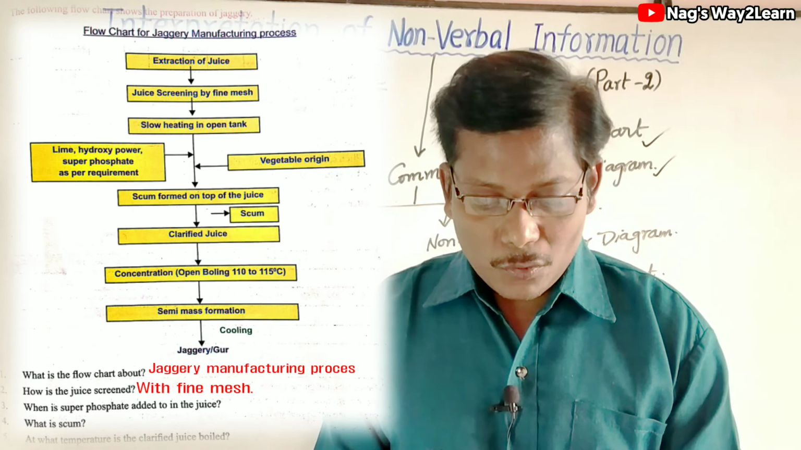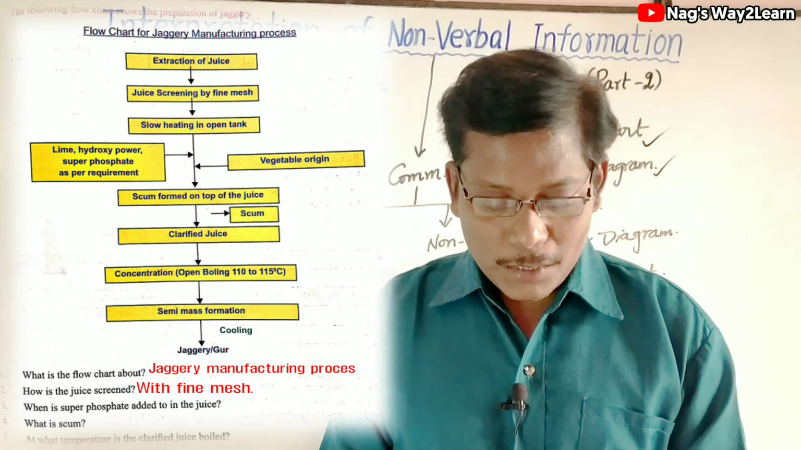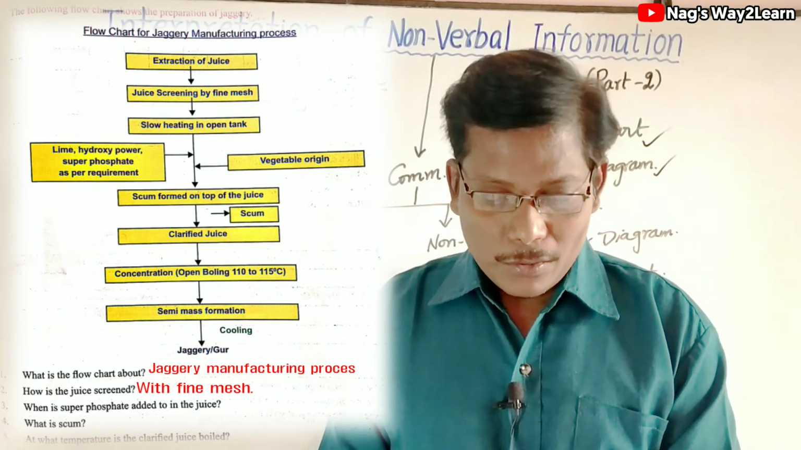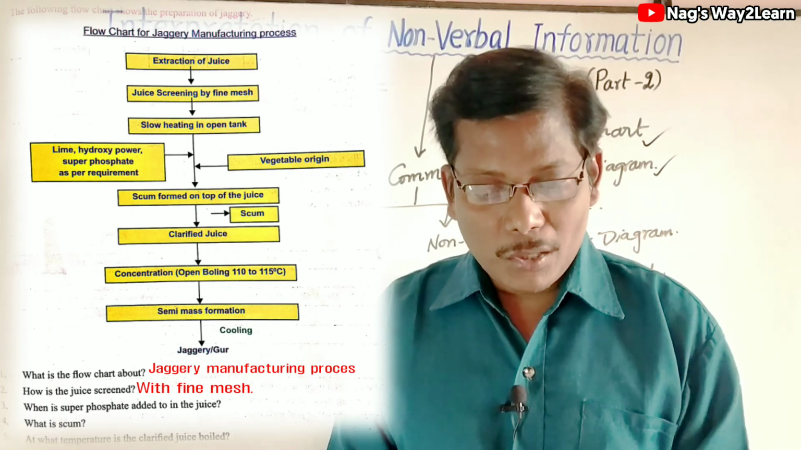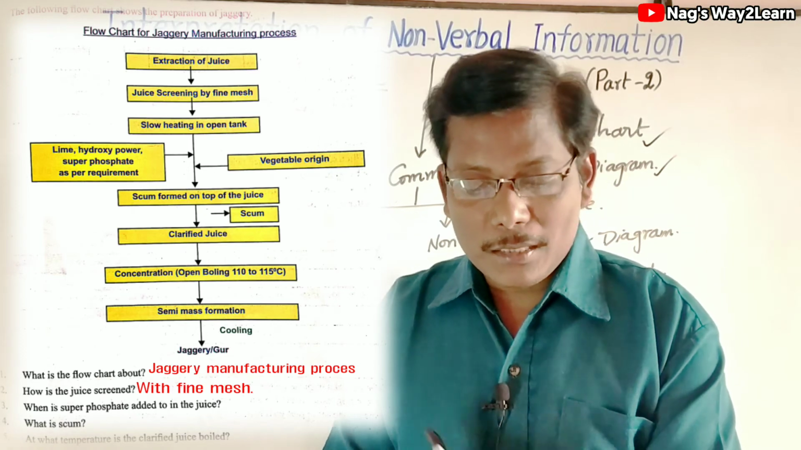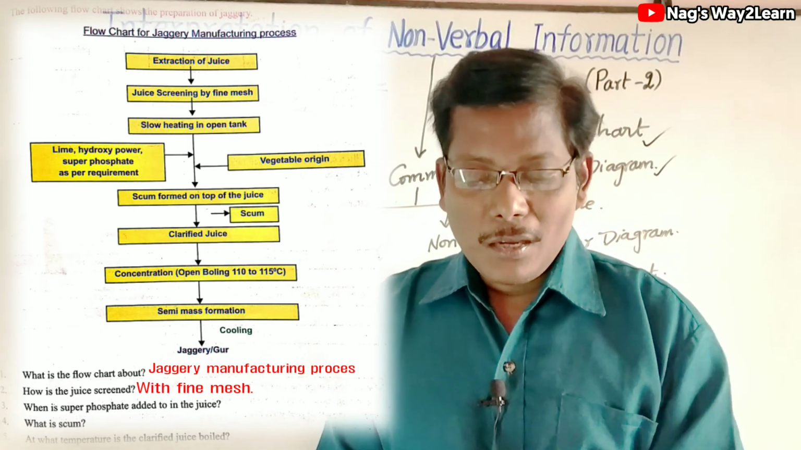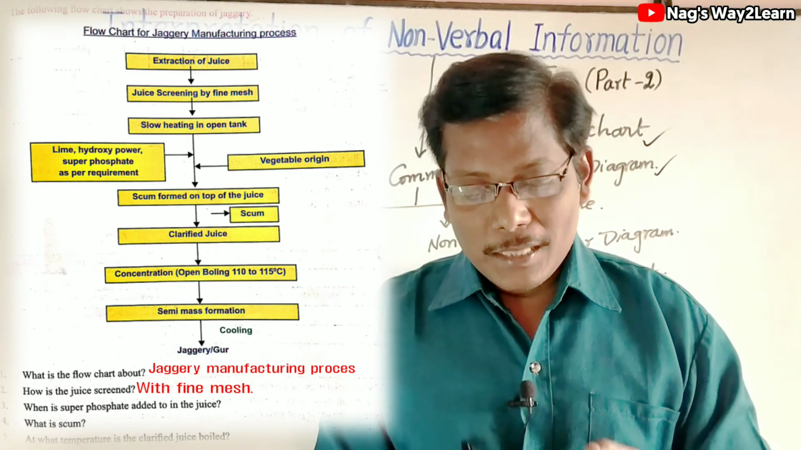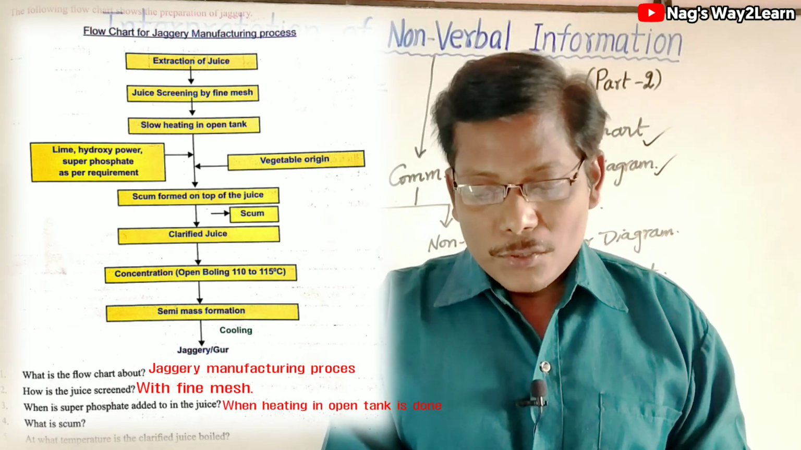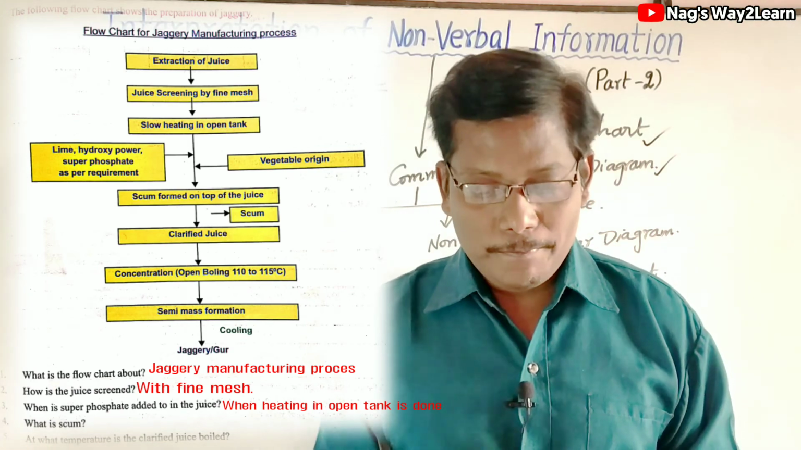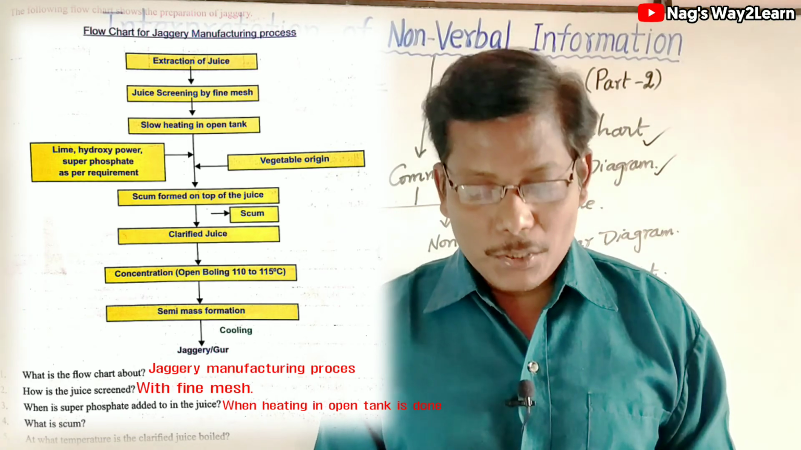Third one, when is superphosphate added to the juice? So superphosphate is added, okay, after completion of 3 steps, you can see on the left side block superphosphate is being added. That means after slow heating in open tank is done. After slow heating in open tank is done, then the superphosphate is added according to the flow chart. So the answer is after slow heating in open tank is done.